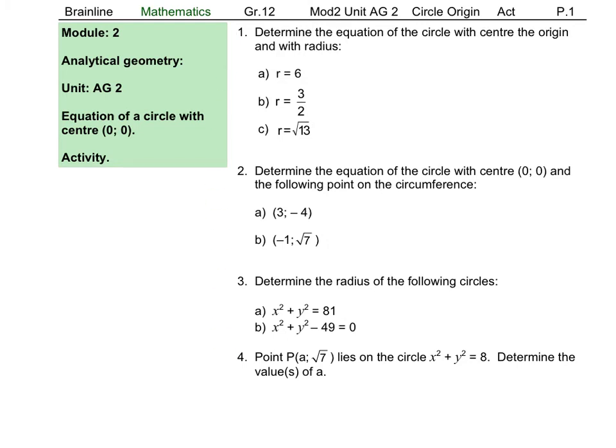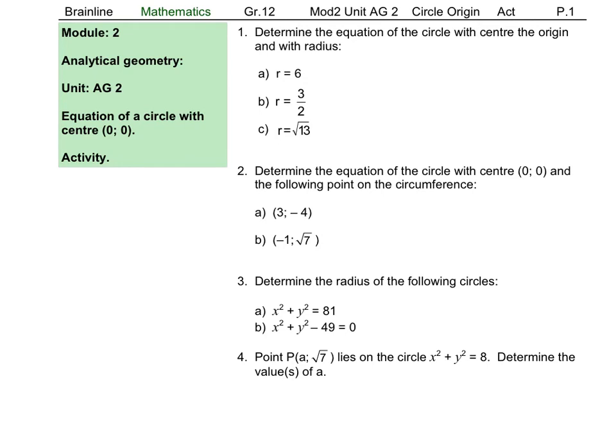For question 1, determine the equation of the circle with center the origin and with radius given, r equal to 6, r equal to 3 over 2, and r equal to the square root of 13. In other words, we can use the standard form of an equation where the center is the origin and then set it equal to r squared. So we will just square the r value.